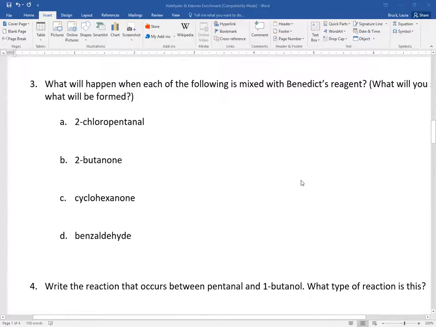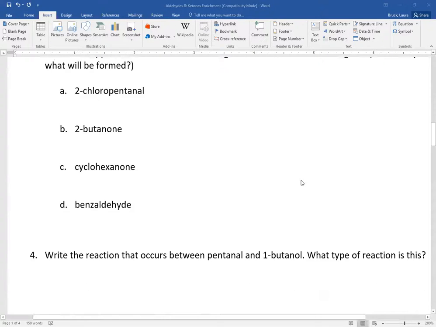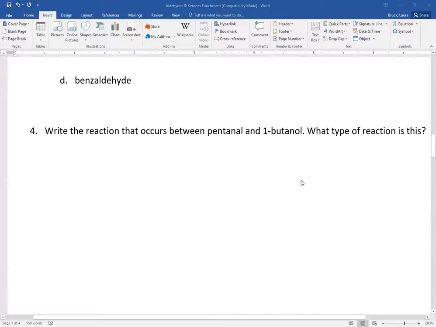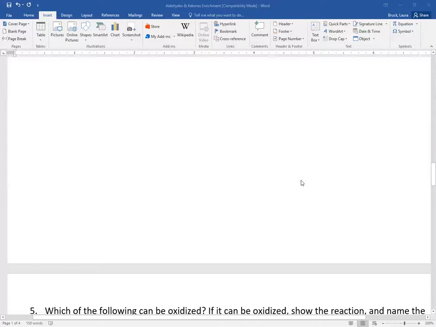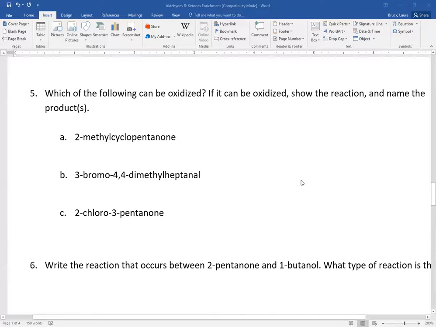There's number 3, what will happen when these are mixed with Benedict's reagent. And then write the reaction between pentanal and 1-butanol. What type of reaction is this? Here's the one where I said name the product. You're going to be getting a carboxylic acid, which we technically haven't talked about yet, but that can just be a skills test for you there.